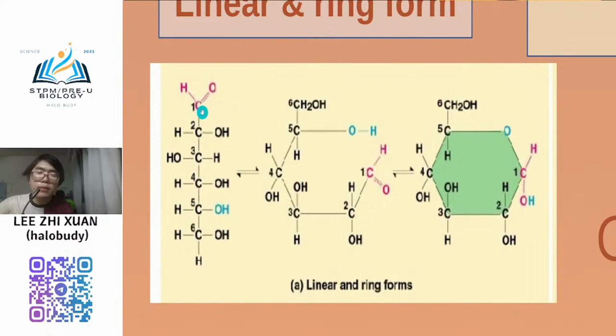Firstly, you name according to the functional group. The carbon numbering will be according to the functional group. So the aldehyde group is at the bottom. The carbons are carbon number 1, 2, 3, 4, 5, 6. The most important thing is carbon number 1 and also carbon number 5.